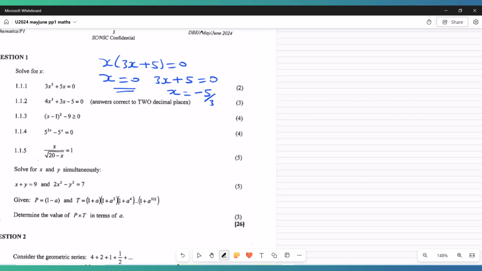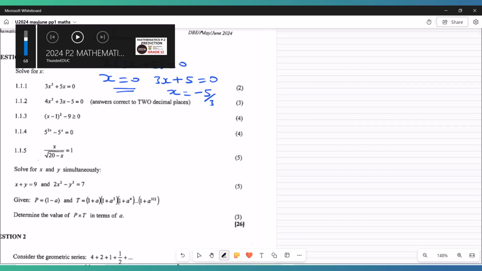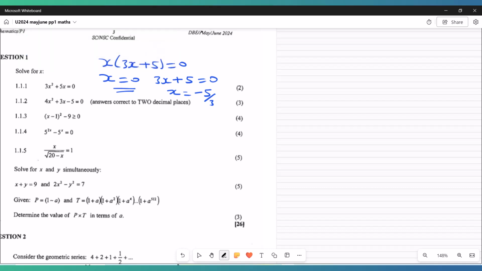Now, next question here, they say solve for x: 4x squared plus 3x minus 5 equals 0. Because they say the answer must be to two decimal places, it means that we must use the quadratic formula, which I think you guys are familiar with. So what is our a here? Our a is 4, our b is 3, and our c is negative 5.